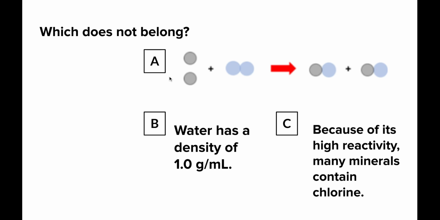So in this one, we're seeing a chemical change. This is a physical property, and this is a chemical property. So I would say, since these both have to do with chemical, something changing into something else, I'm going to say B does not belong because it's not changing into a new substance. It's just telling us the physical property of water.